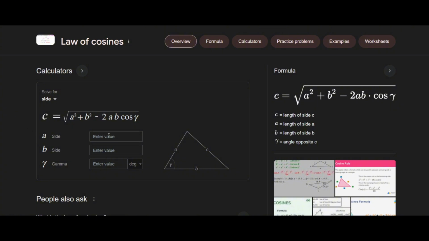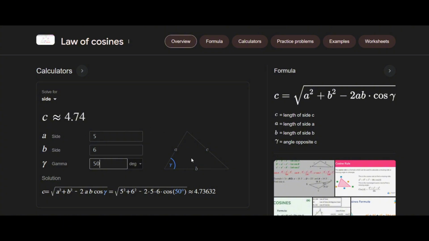So let's say, for example, we know that, and we knew the angle was 50 degrees. All we would do is just plug it into this formula, plug in 5 wherever there's an A, plug in a 6 wherever there's a B, and plug in a 50 wherever there's a gamma, which usually will be theta instead. And then you just plug it in your calculator and you'll get an answer. So it's a pretty easy topic, nothing crazy about it.